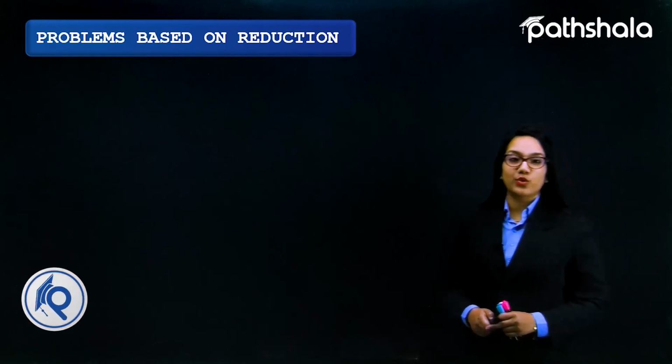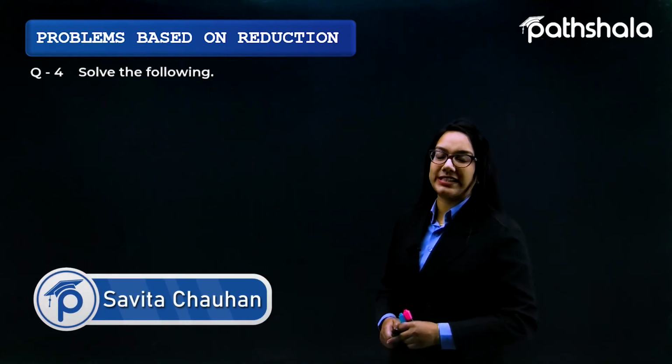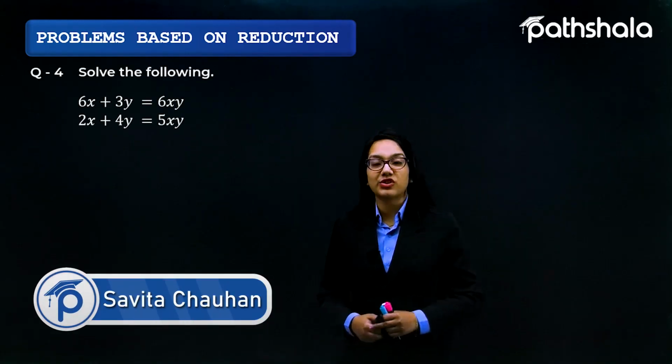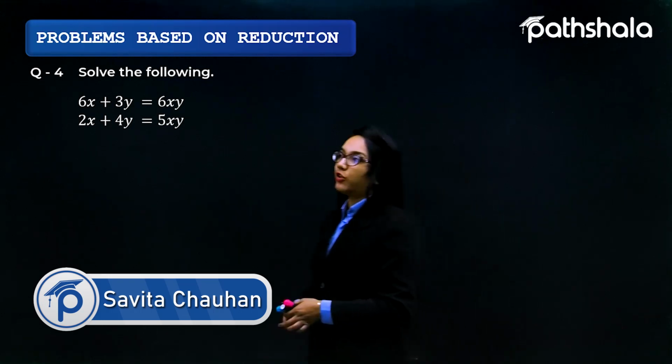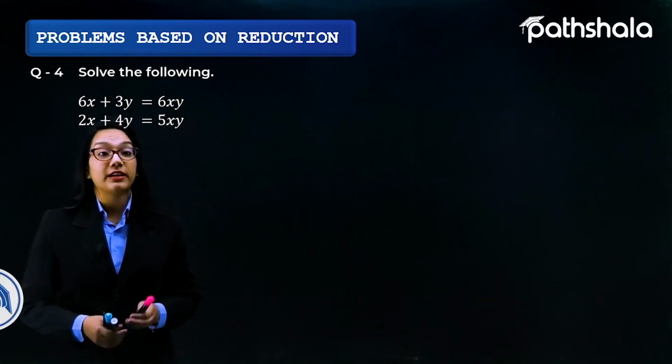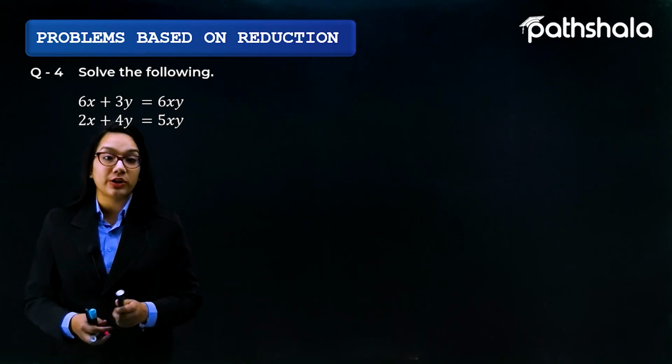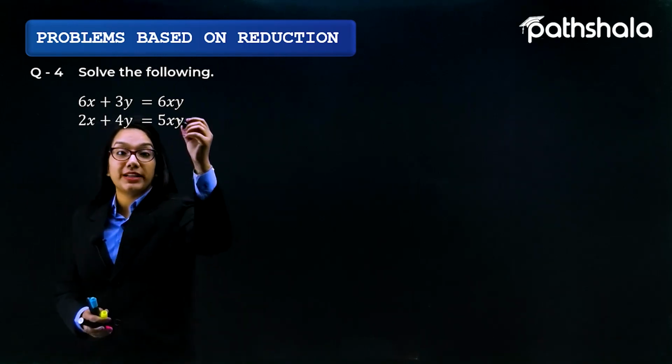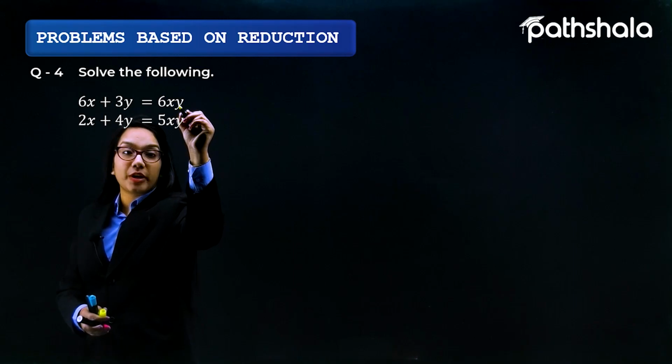So let's just see the next question. The question number 4 says solve the following, and we have the equation of this form. So first of all, always remember whenever we have the equations of this form in which the variables are actually multiplying all together in such a particular form.